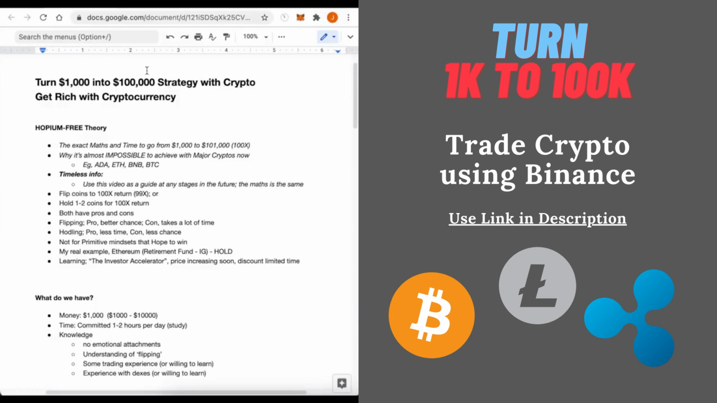This is timeless information. So if you're watching this in the future, it's all the same data. It's all the same maths. It can be used in crypto, it can be used in stocks, it can be used in anything that you are looking to flip. So use this as a guide, save it in one of your watch lists if you want to come back to it at a future point.